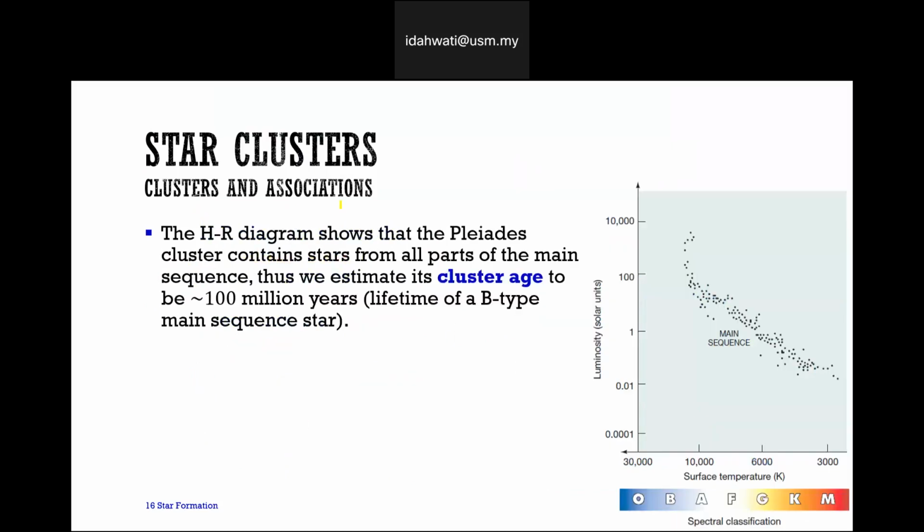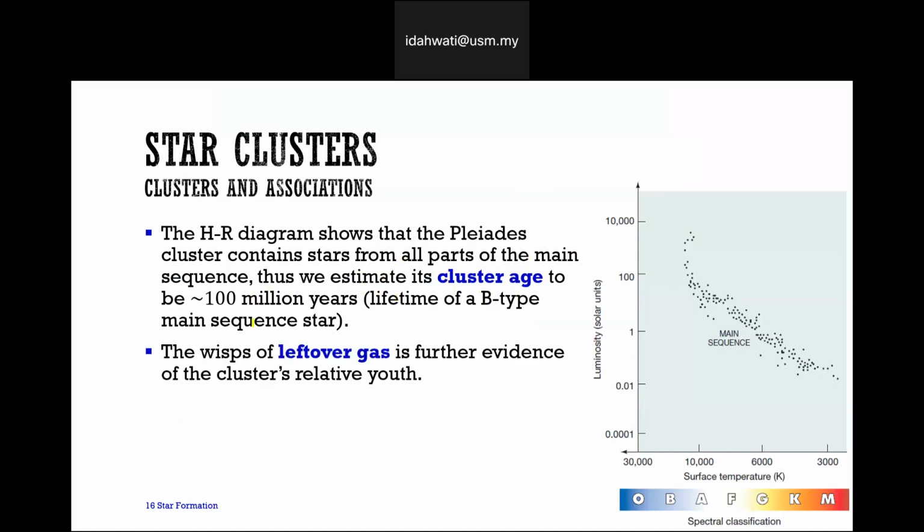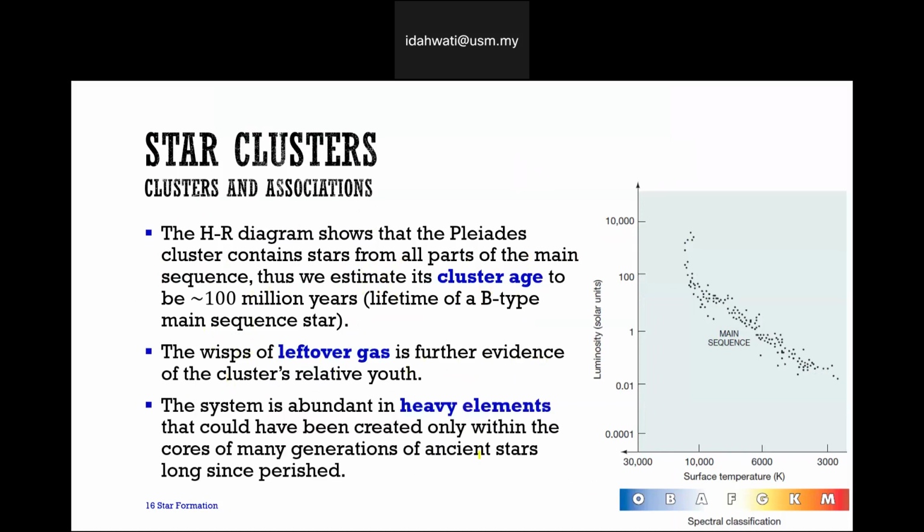So the cluster and association: the HR diagram shows that the Pleiades cluster contains stars from all parts of the main sequence. Thus, we can estimate the cluster age. The leftover gas is further evidence that the cluster is relatively young, and the system is abundant in heavy elements that could have been created only over the course of many generations of ancient stars.